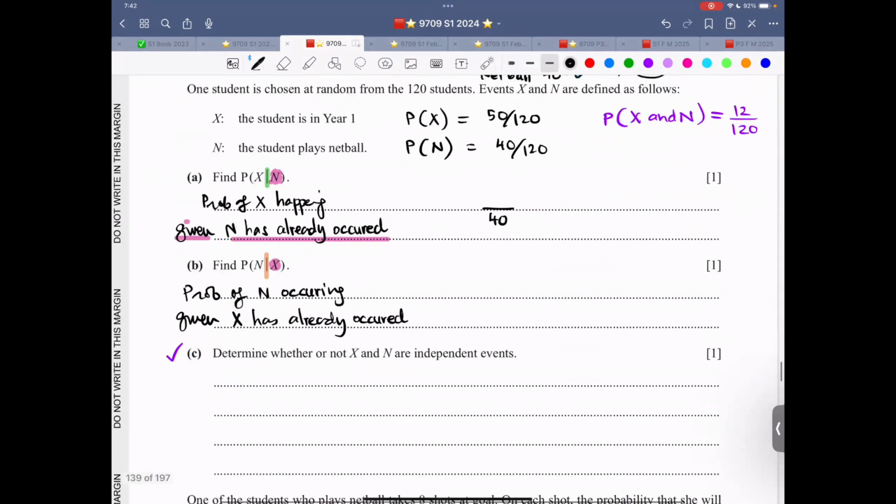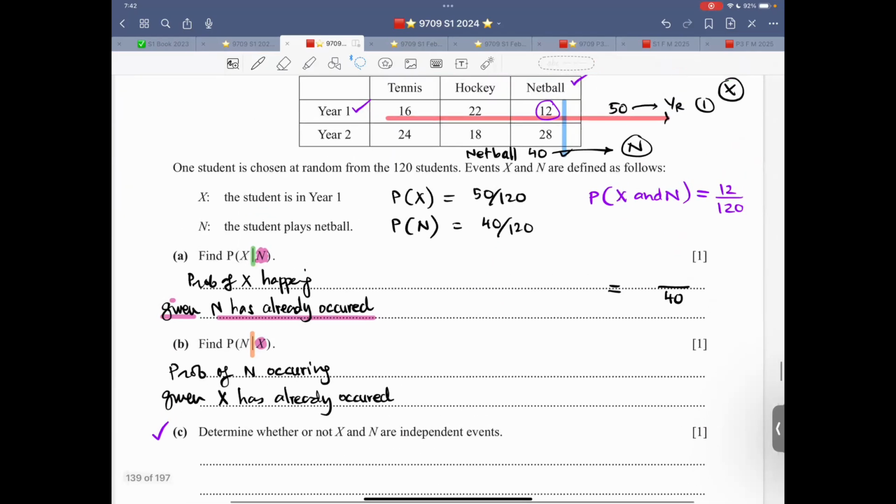And this 40 is basically obtained by two things, that is 12 and 28. So this is year 1, this is year 2, that adds up to netball. And what does it say? Probability of X happening. X is student in year 1. So this 12 goes up. No need of reduction. Leave it as it is. That's the answer for the first part.